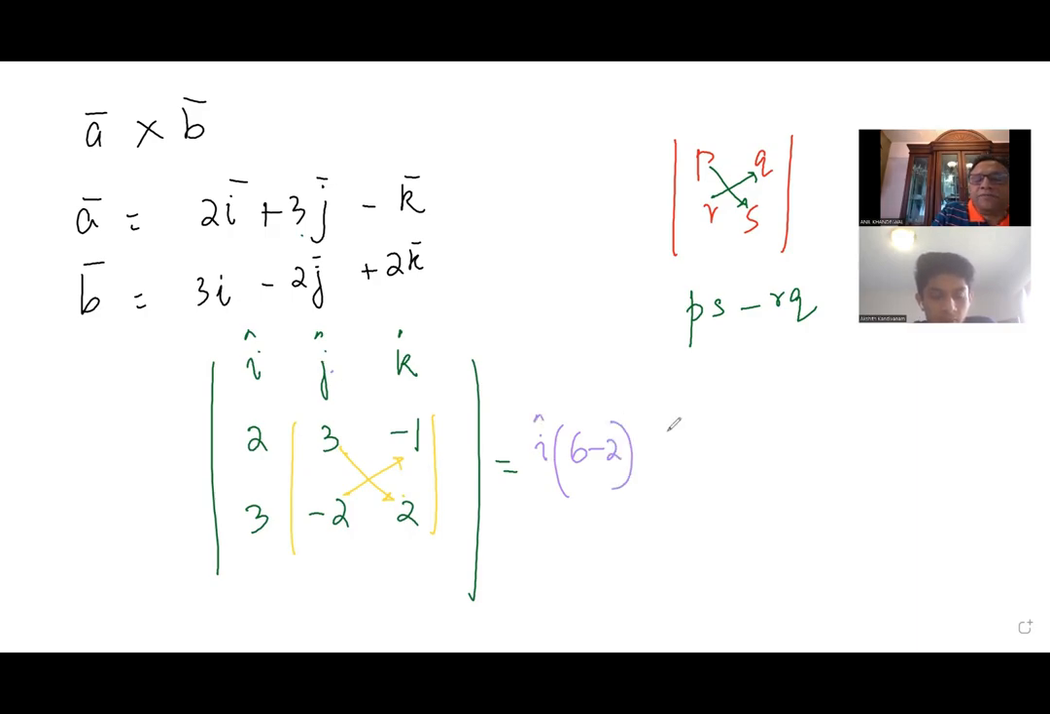And for j, we also alternate the sign: plus, minus, plus. With j, we have minus j. And for j, the determinant will be 2, 3, minus 1, 2. So you do 2 times 2, which is 4, minus 3 times minus 1. Minus 3, because it is negative, it becomes plus. Is it okay?